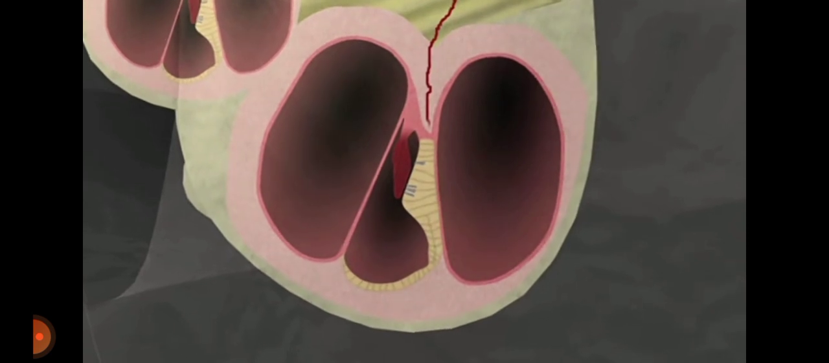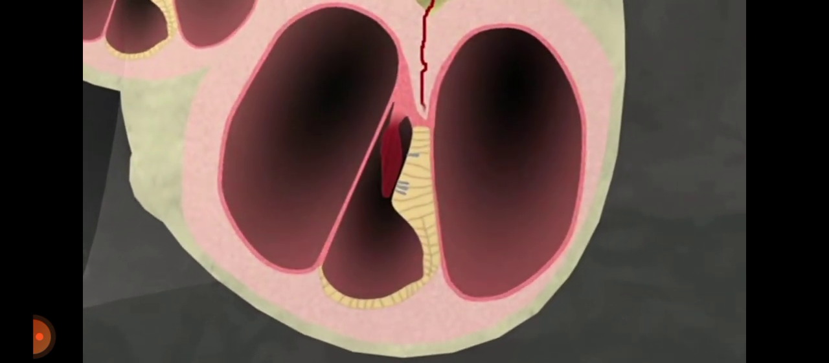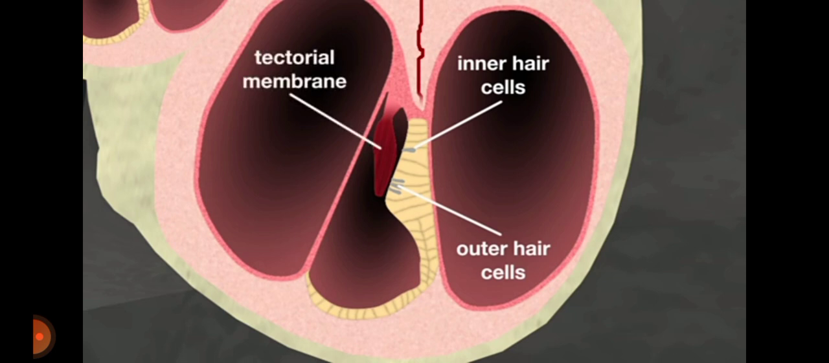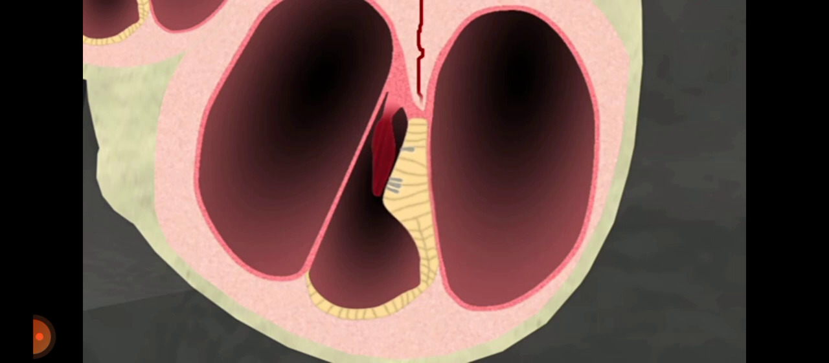Along the basilar membrane are 2 types of sensory cells, or hair cells, called the outer and inner hair cells. These are arranged in their rows according to the frequency, or pitch, of sound they detect, and covered by the tectorial membrane. Each hair cell has tiny hair-like projections, called stereocilia, attached to them.